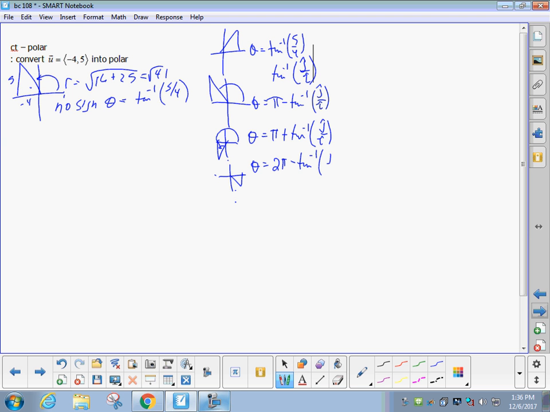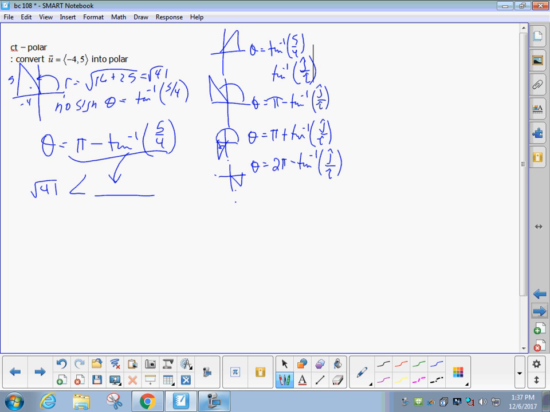Could you also just do minus the inverse tangent? To go straight down. Okay. So all those are cool. In this case, then theta would be pi minus the inverse tangent of 5 over 4. Whichever that is, I get something like root 41, that angle, whatever it is.